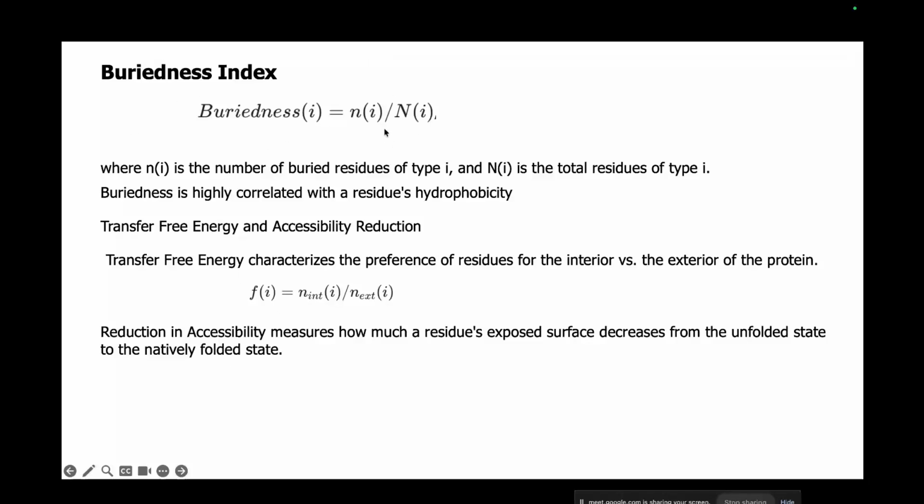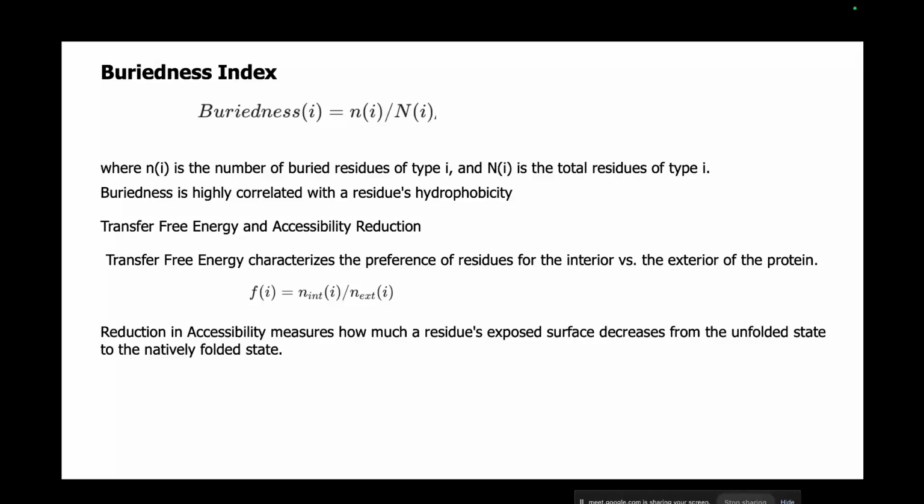In the numerator, you have the number of buried residues of type i, for example, polar, and the denominator is the number of total residues of type i. So basically, how many polar residues do you have in the surface, and in the whole protein? That is the buriedness index. It is highly correlated with the residue's hydrophobicity. If you have highly hydrophobic residues, they are automatically going to be buried, right? So it is highly correlated.